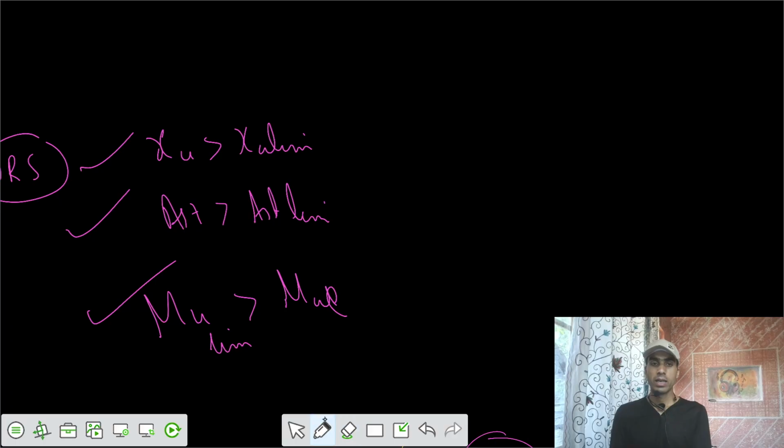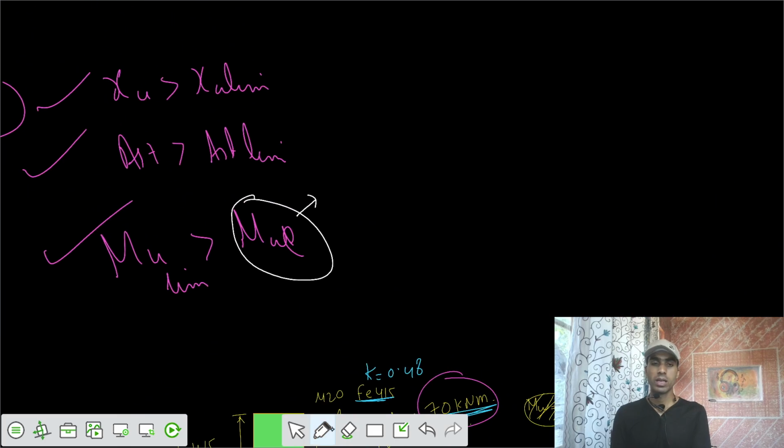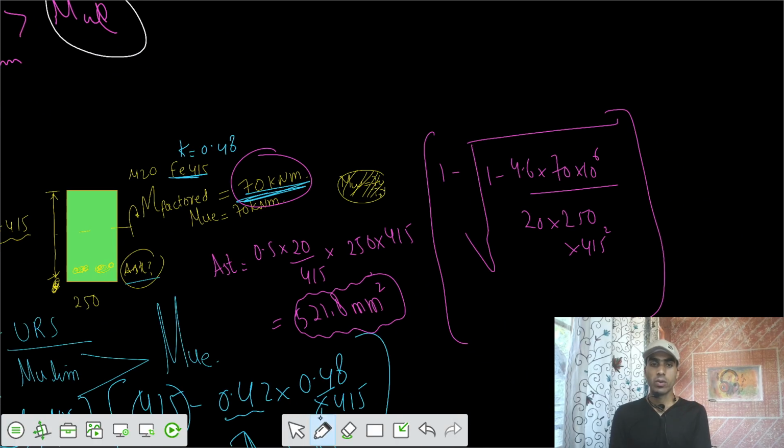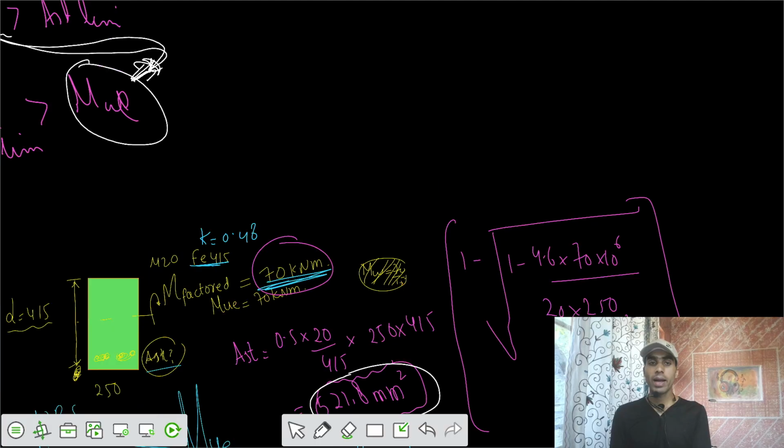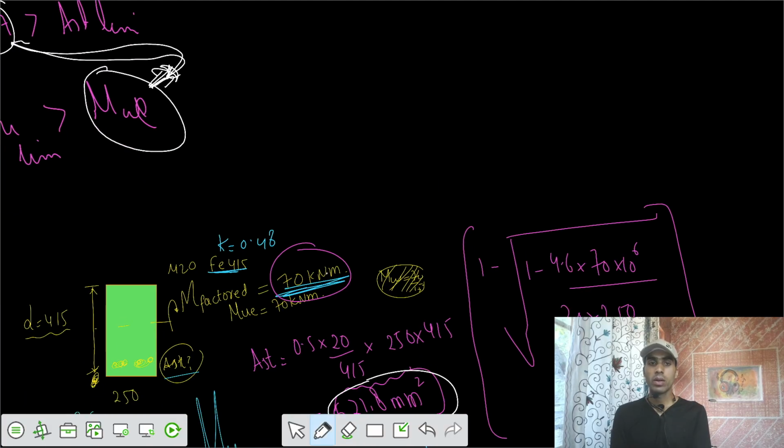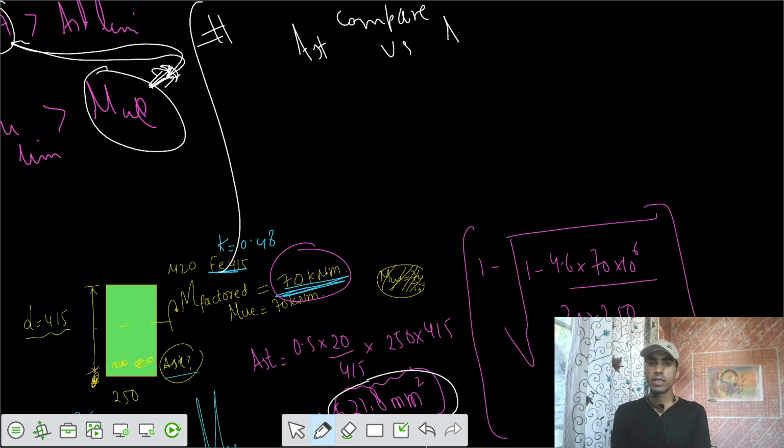If I solve, the MUE that we know was 70 kilonewton meter. This was the external bending moment applied. From this I can get the AST required at that value, which is 521.8. Now I can compare AST versus AST limiting. If you are solving by the second approach, this is AST versus AST limiting.